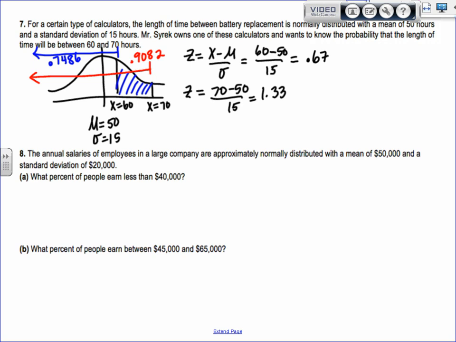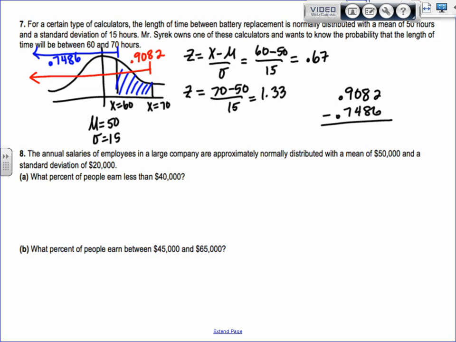So how do I find it? Okay, so first you have to do 1 minus 0.9082. Okay, to find the tail? Okay. You could find the tails. You don't have to on this one. What else could you do? Yeah, Abby? Don't you do 0.9082 minus 0.7486? Exactly. So you can do that.